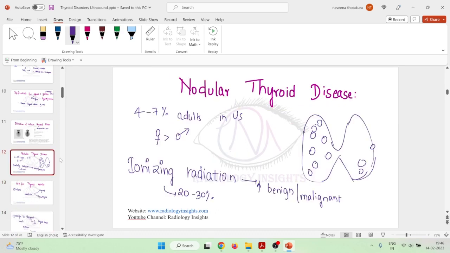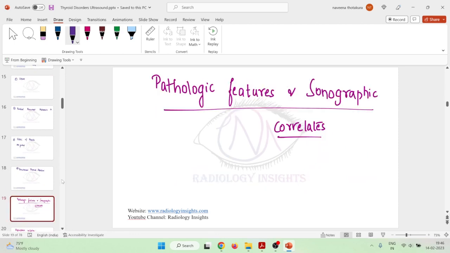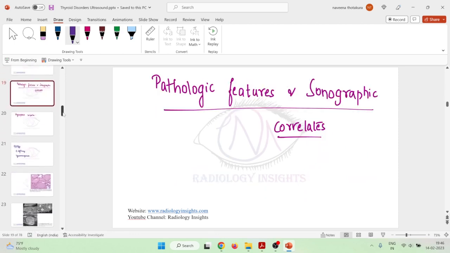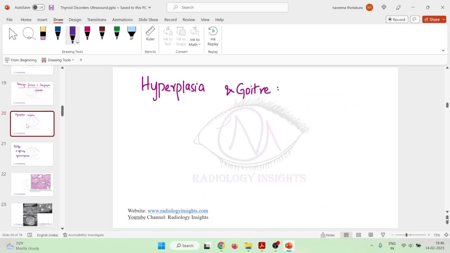Then, in nodular thyroid disease, we can have either hyperplasia or goiter. This hyperplasia and goiter we will learn in the next class.